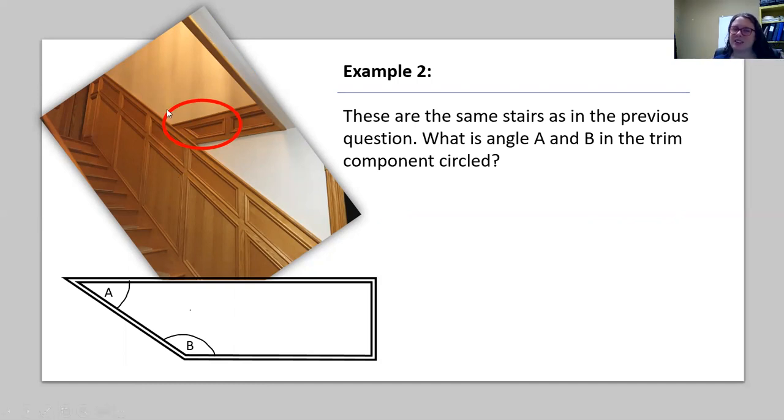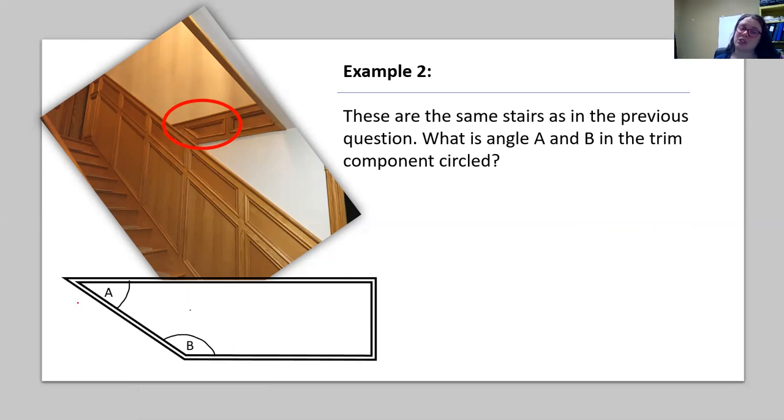But I decided, well, let's take one section of this and see how we would apply our angles to it. So these are the same stairs as in the previous question. And I want to know, what are the angles that I would need to figure on this particular piece in order to be able to cut it out? And not only cut it out, but we also have to be able to do the miters in order to fit everything together. We know how to do one piece. We could figure out any of these other ones. So I'll just take this one for now.